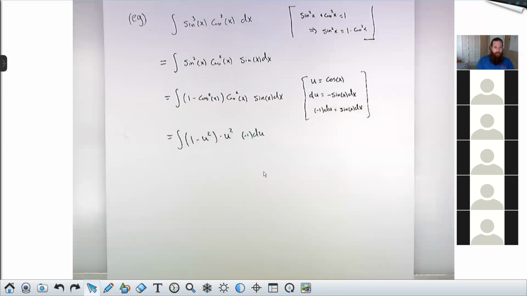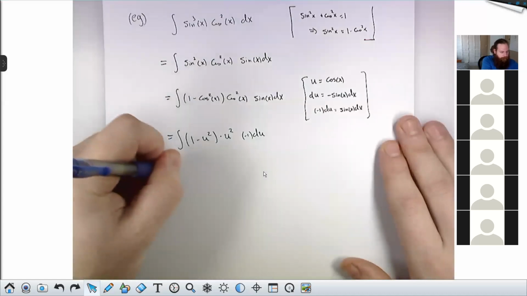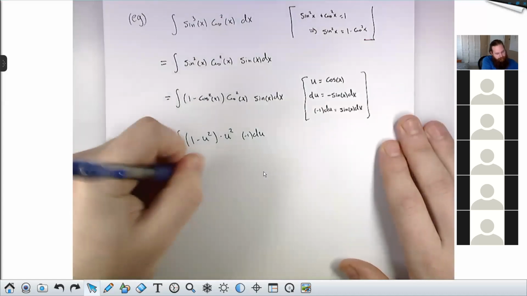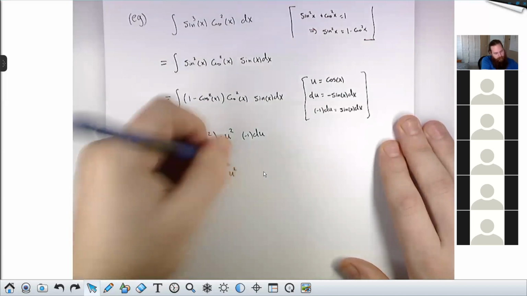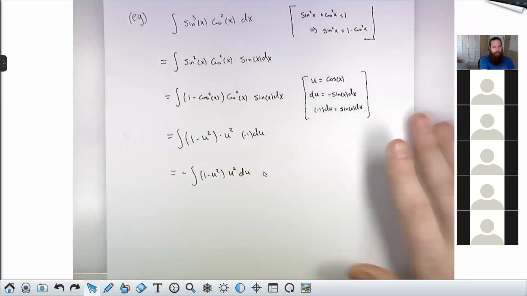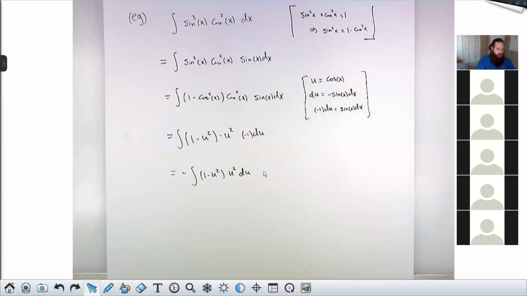But this is quite nice. I can pop my negative 1 out. And the result is a polynomial. I can distribute this u.